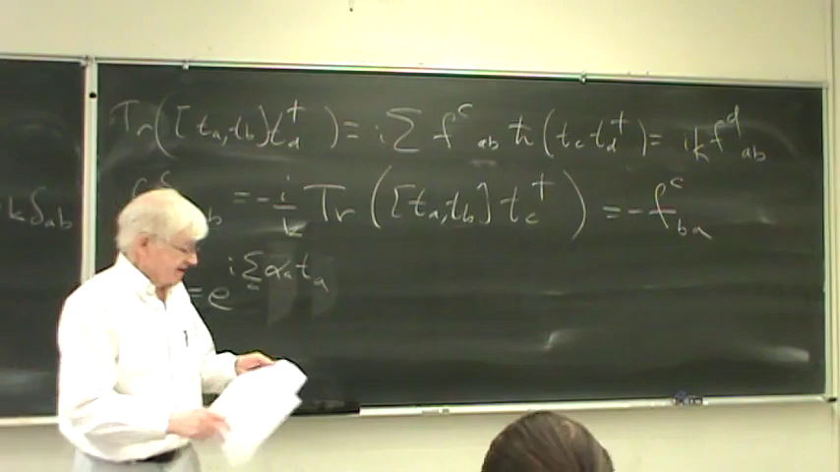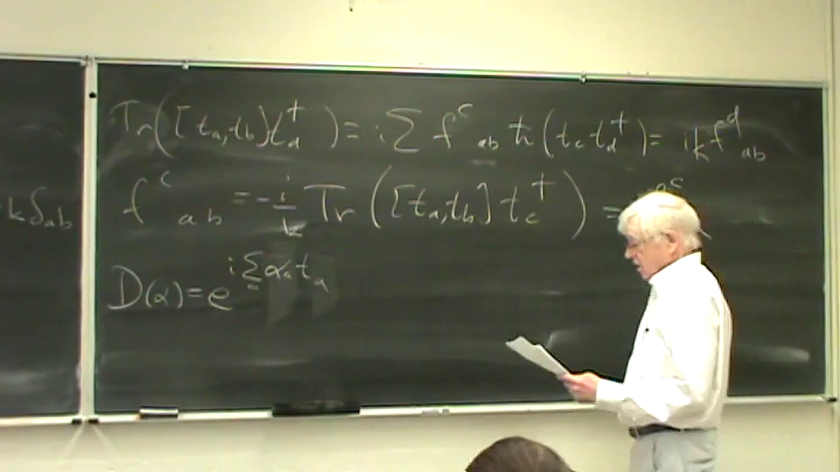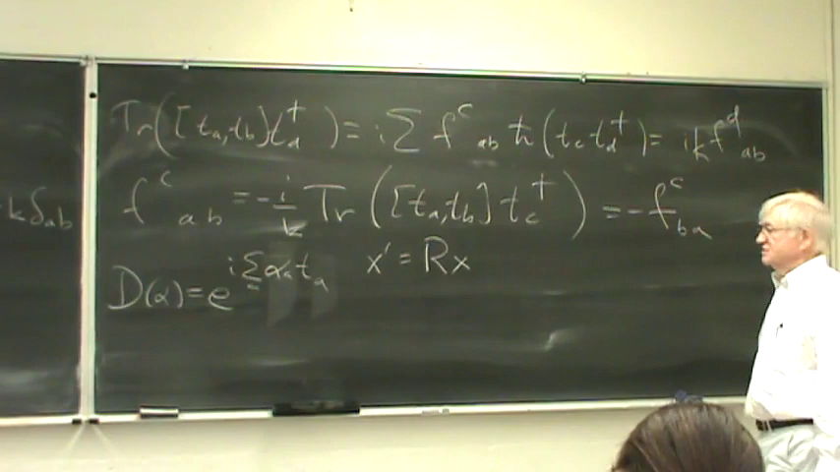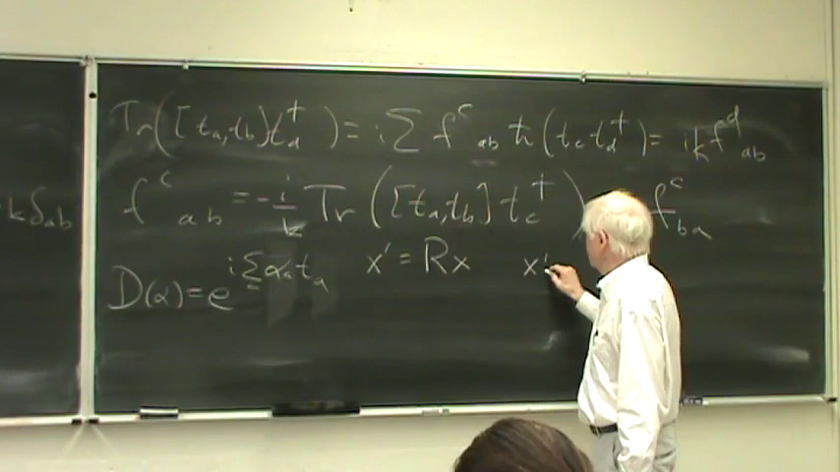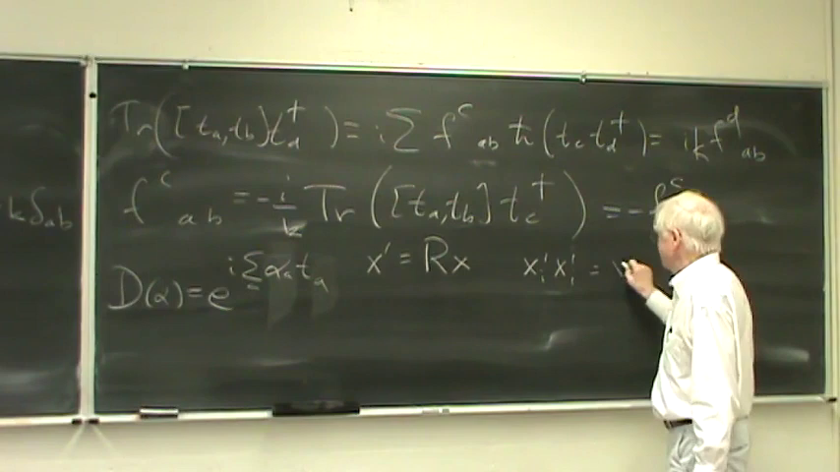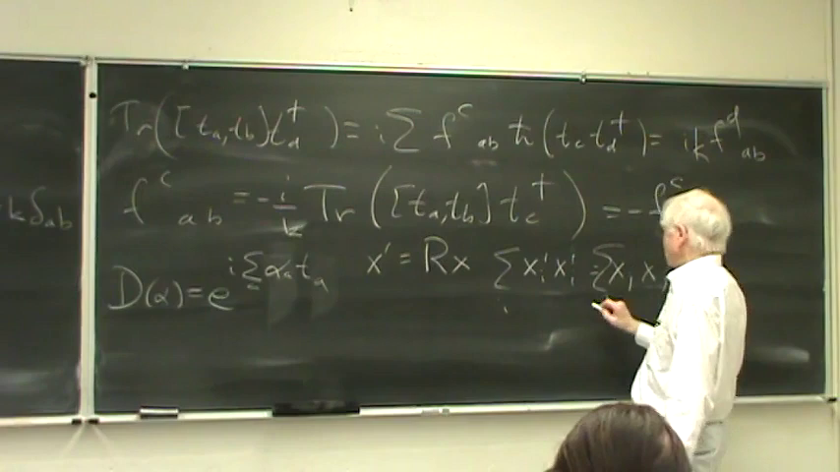Okay, so let's look at a particular example of a rotation group. What's the idea of a rotation group? Well, it's that for just three-dimensional space, a 3x3 matrix R on X gives you X prime, such that X prime I is equal to R_ij xj, summing over j.